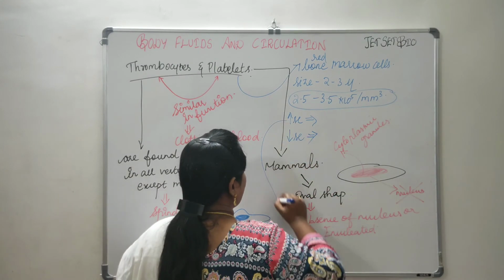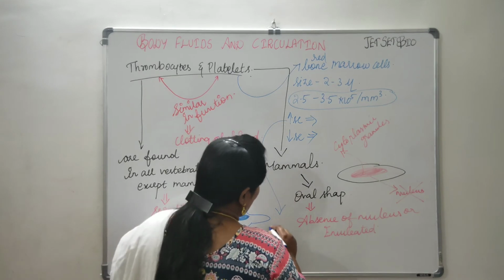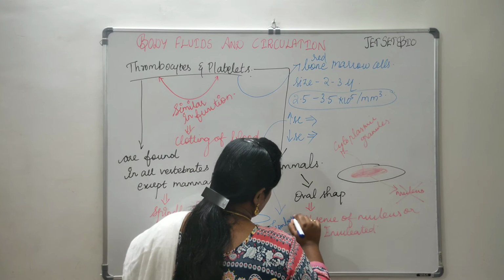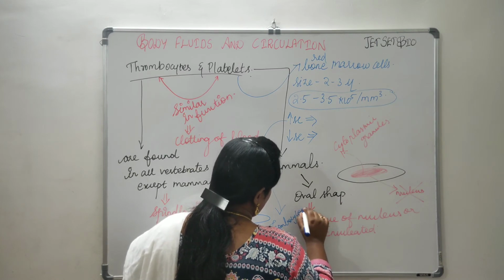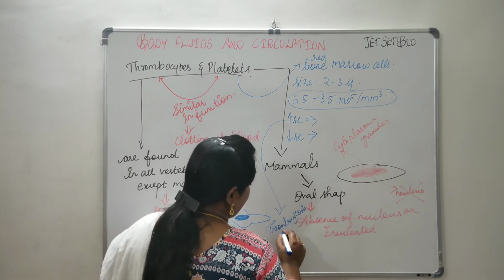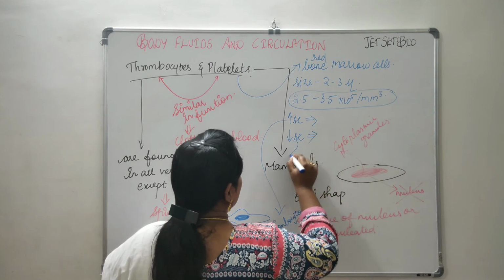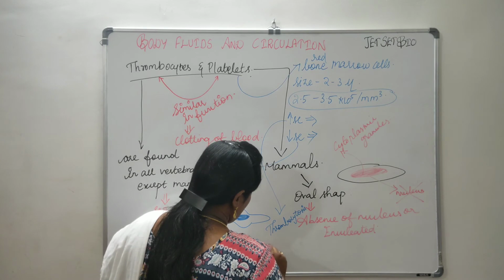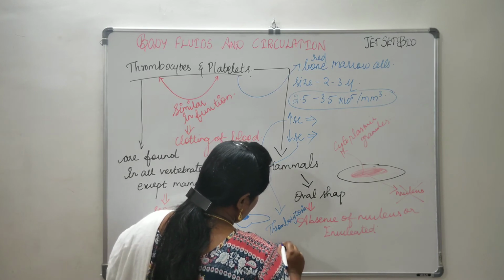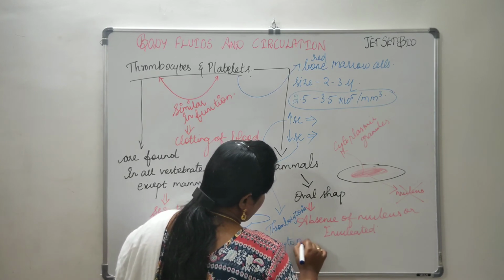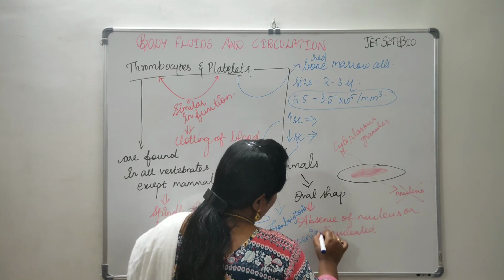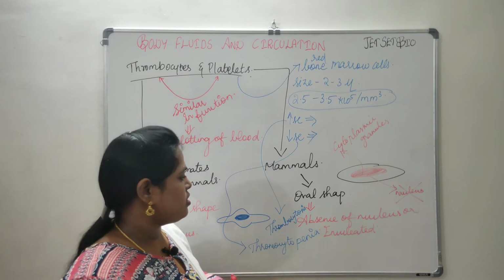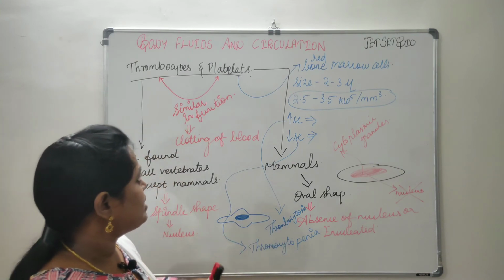When the count of the platelets is increasing, it is called thrombocytosis. I'm sorry, not RBC, platelets. In the same way, when the count of the platelets is decreasing, it is called thrombocytopenia. The two conditions are given based on the increase or decrease of the platelets in the blood.